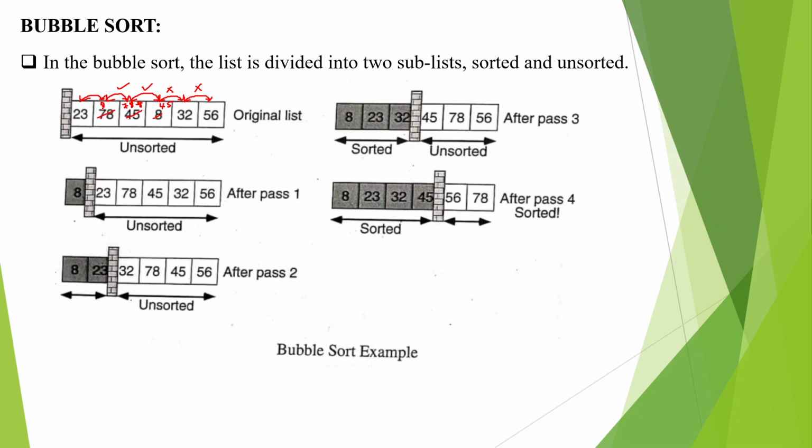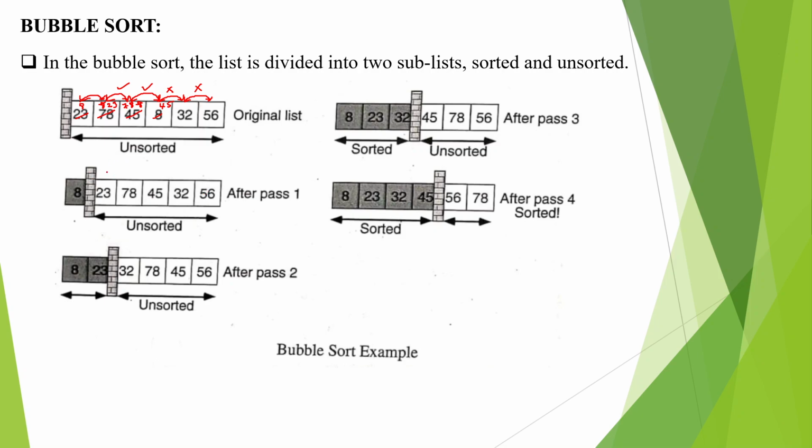8 and 23, which one is smaller? 8 is smaller, so 8 will come here and 23 will go here. So you can see 8, 23, 78, 45, 32, 56. That is what we got here: 8, 23, 78, 45, 32, 56.